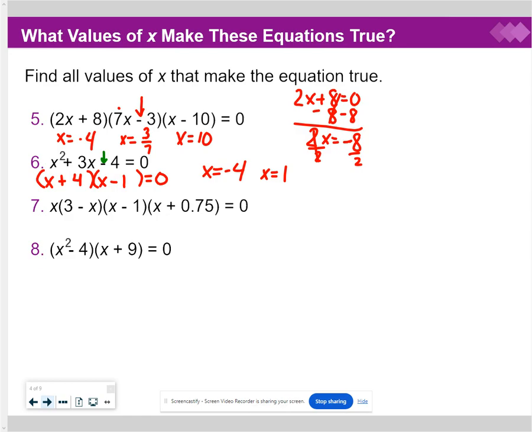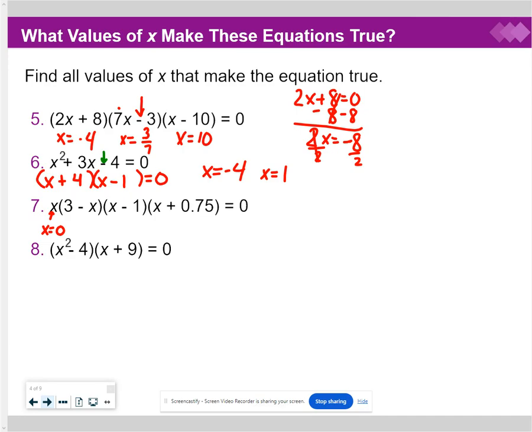All right, in number 7, that x in the front is different than the -2 that we had back on number 4. This technically has 4 different things that are getting multiplied together and it equals 0. 4 different factors that are being used in here. So for this first one, what makes this equal to 0? Well, if x equals 0.